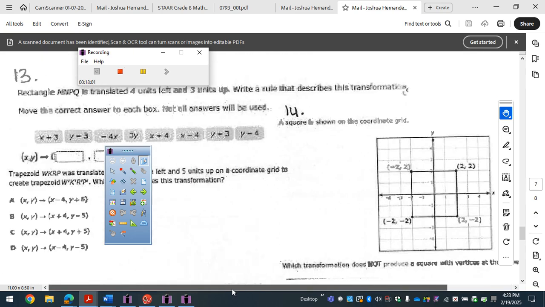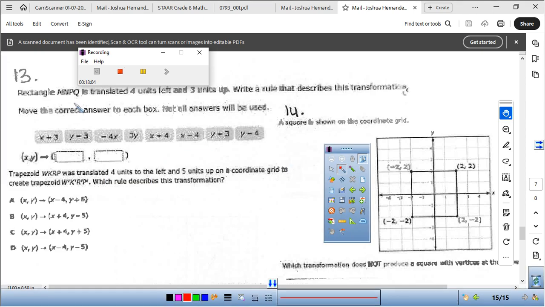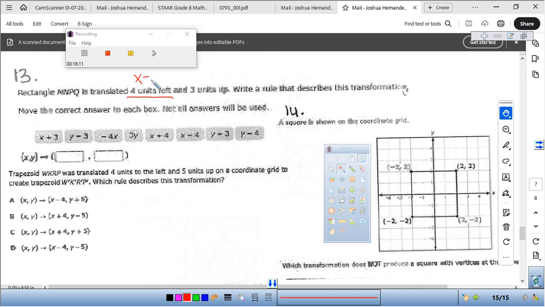Okay, over here. A rectangle, I'm sorry, MNPQ is translated 4 to the left. Ooh, that one's easy. So it's going to be x minus 4, and 3 up, and y plus 3. In case you forget that, that is just based off of the x. This is to this other one, right?